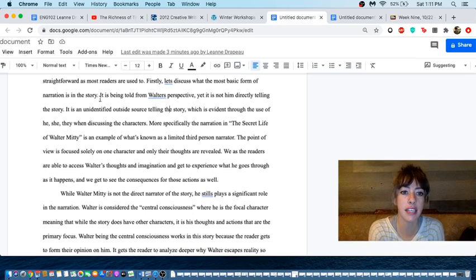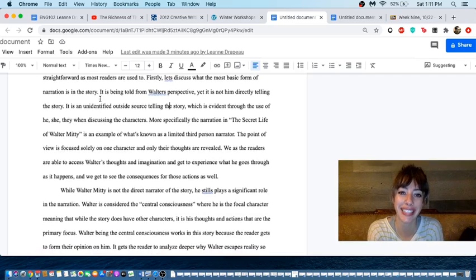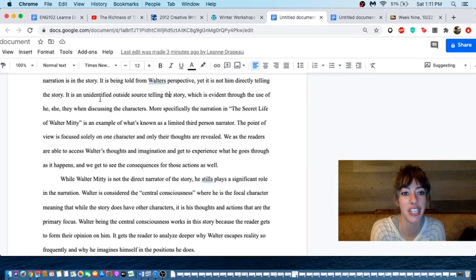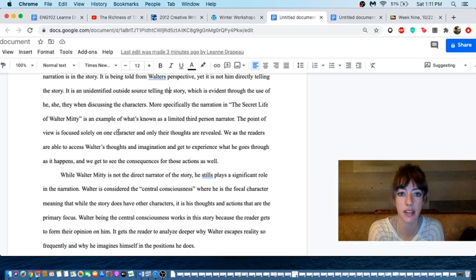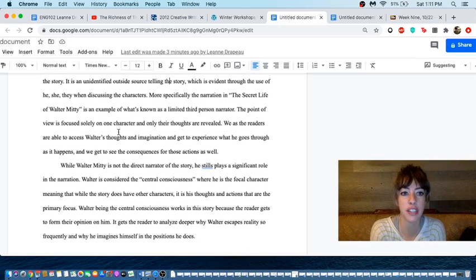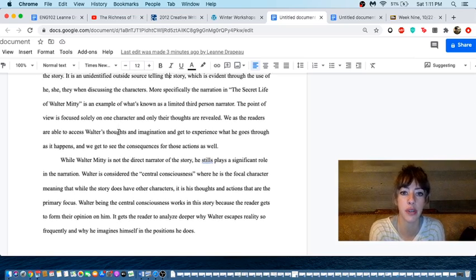Excellent. "It is an unidentified outside source telling the story, which is evident through the use of he, she, they when discussing the characters." Excellent. So we call that third person. "More specifically, the narration in The Secret Life of Walter Mitty is an example of what's known as limited third-person narration, or a limited third-person narrator."